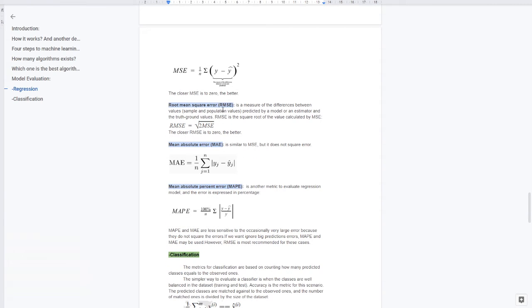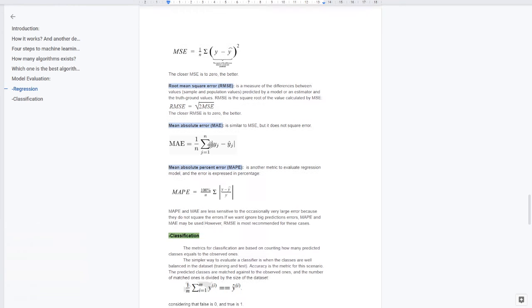Root mean square error, RMSE, is a measure of the difference between values, sample and population values, predicted by a model or an estimator, and the ground truth values. RMSE is the square root of the value calculated by MSE. As you can see, RMSE is the MSE square root. The closer RMSE is to 0, the better.